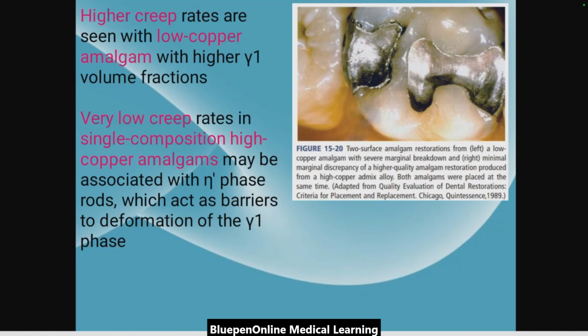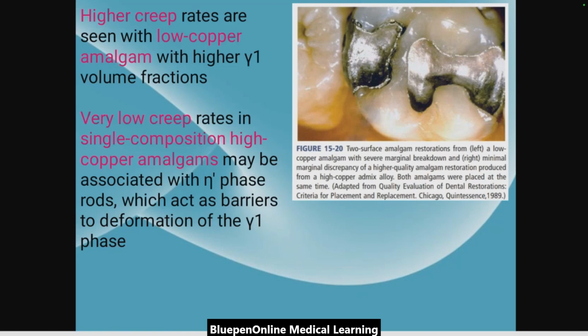So low copper alloys are the ones which are subjected to marginal breakdown, or to creep, the most. Higher creep rates are seen with low copper amalgam with higher gamma 1 volume fraction. The gamma 1 fraction is more with low copper alloys, right? The matrix is really more with low copper alloys. Very low creep is seen with single composition high copper amalgam.